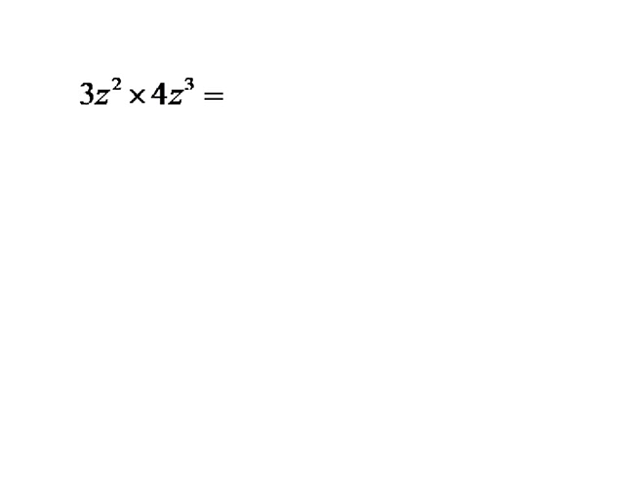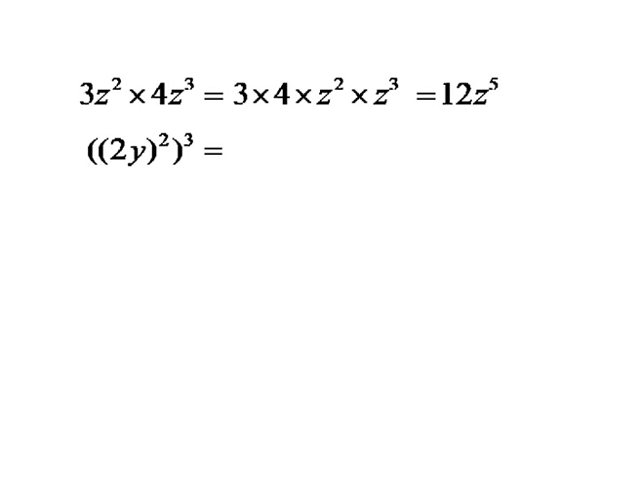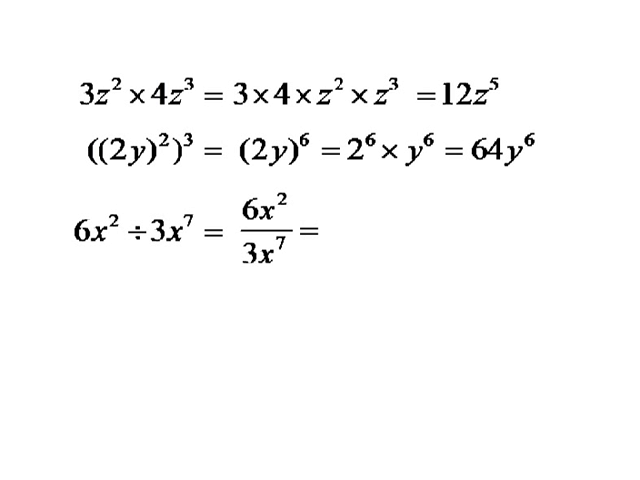Okay, let's just do a few examples to check that these ideas are okay. So here's 3z squared times 4z cubed. That would be 3 times 4 times z squared times z cubed. And z squared times z cubed is z to the 2 plus 3, or z to the 5. So we get 12z to the 5. Another example, here's 2y squared, all cubed. Here we get then 2 y to the 6 by one of the rules we've just looked at. And 2 y to the 6 is 2 to the 6 times y to the 6, which is 64y to the 6.